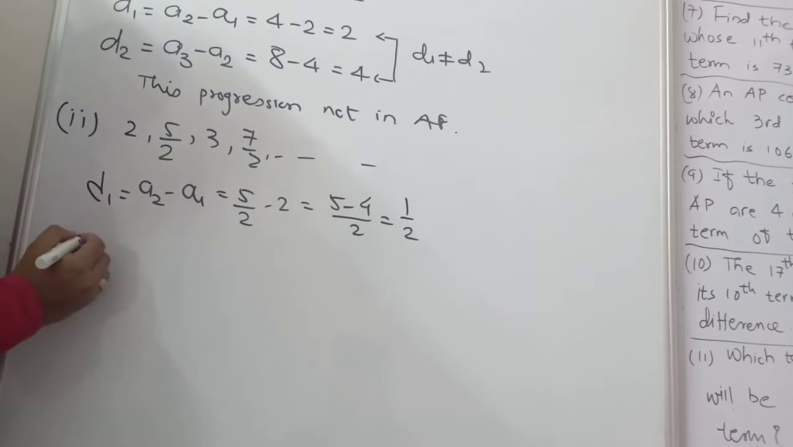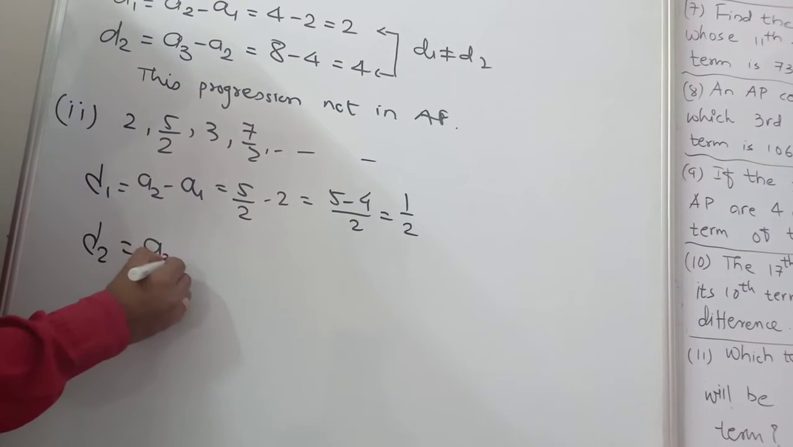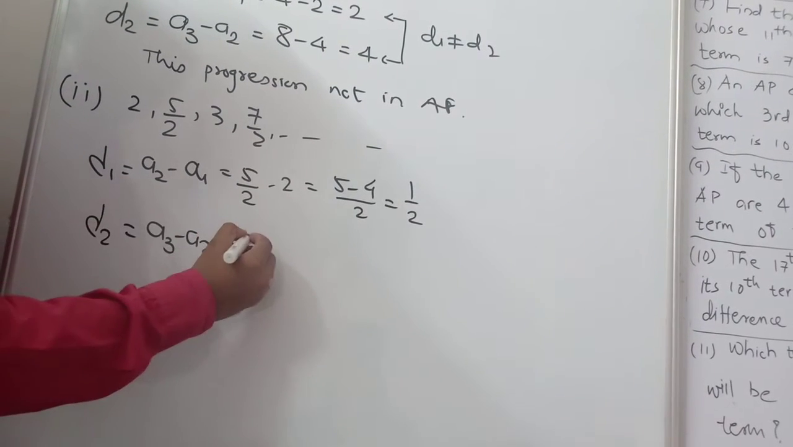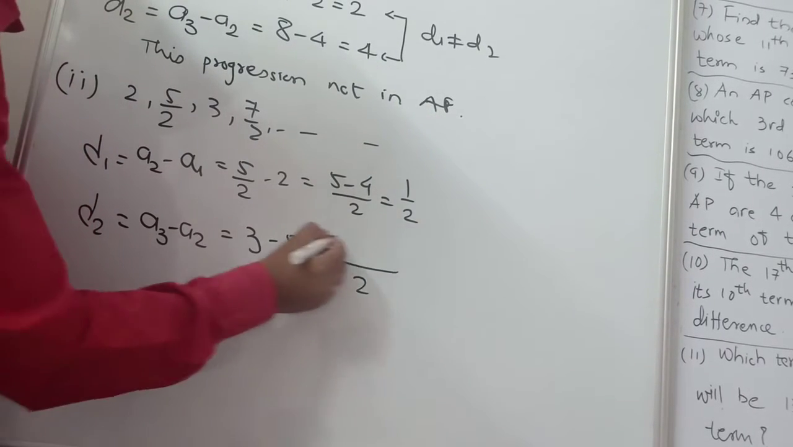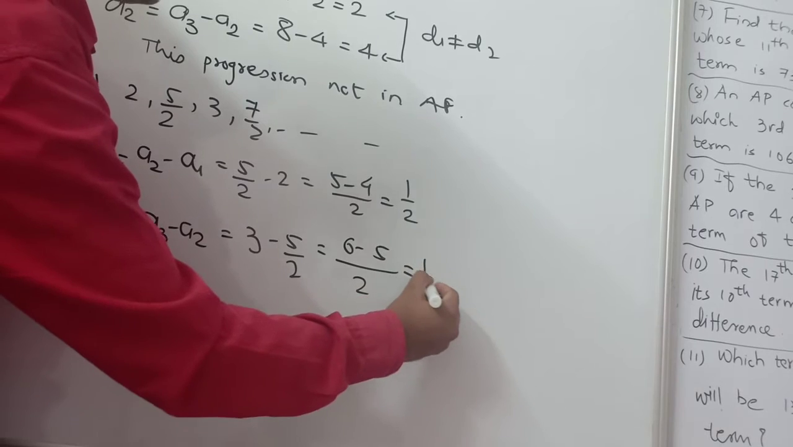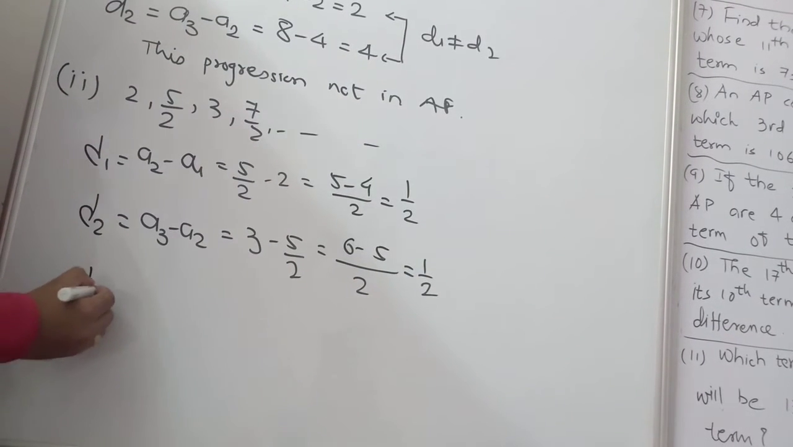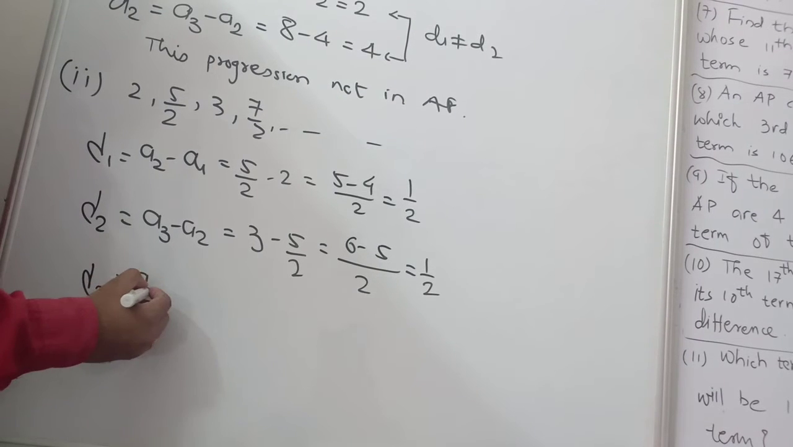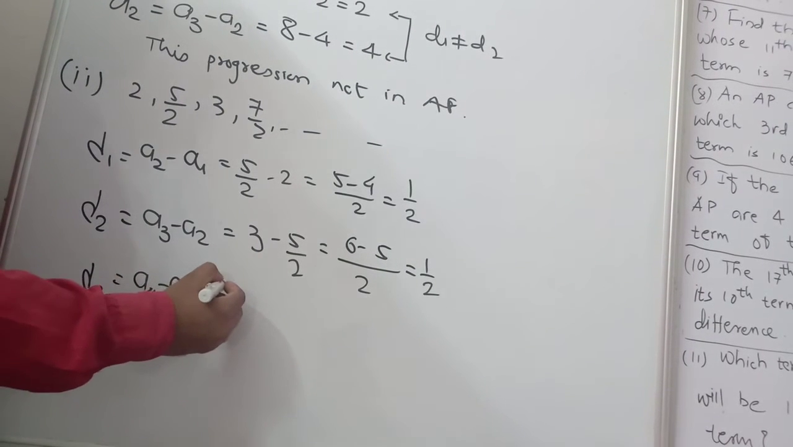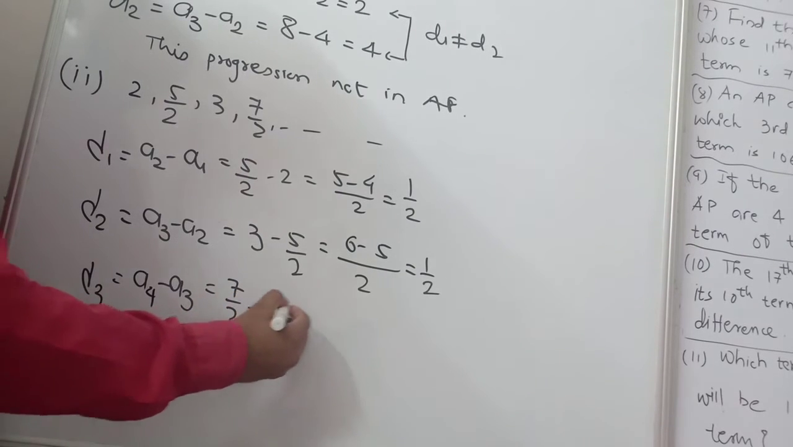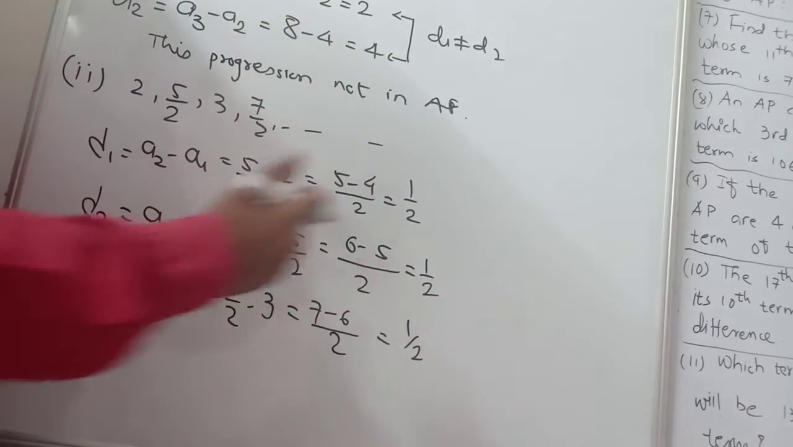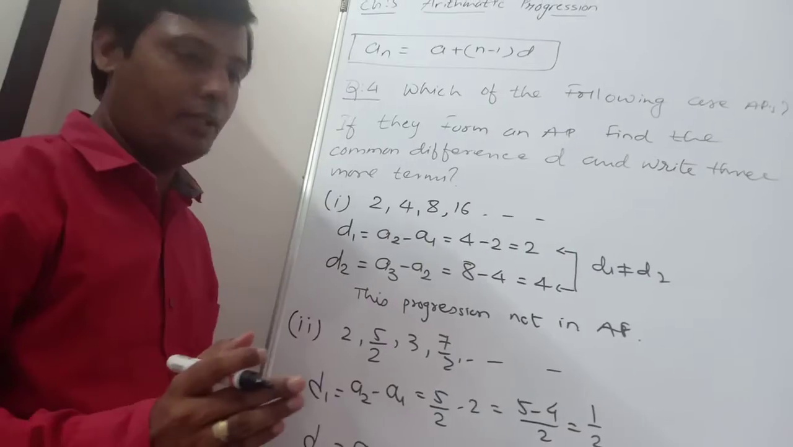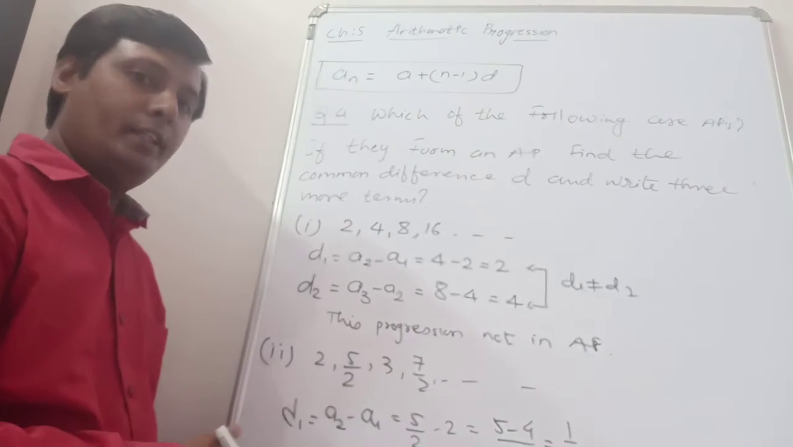Clear? Okay. Now second, D2, a3 minus a2, right? So here 3 minus 5 by 2. Take the LCM. 3 twos are 6 minus 5, again 1 by 2, right? The common difference D3 is equal to a4 minus a3, check kar lete. So 7 by 2 minus 3, 7 minus 6 by 2 is equal to 1 by 2. In all, the differences are constant, that means 1 by 2, 1 by 2 and 1 by 2. So this sequence is an AP, right?